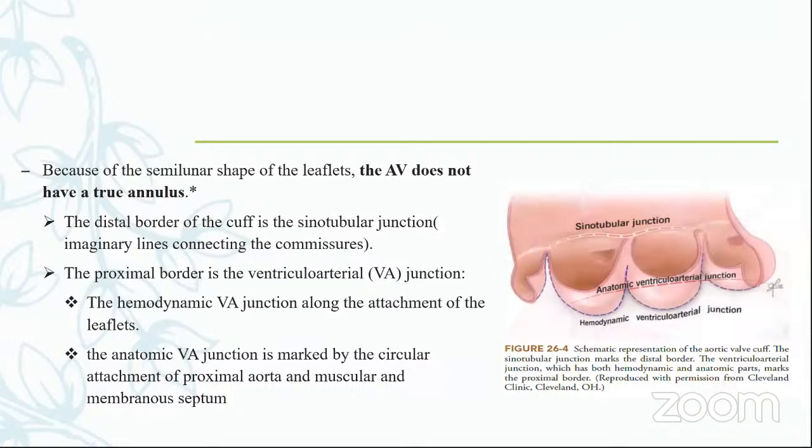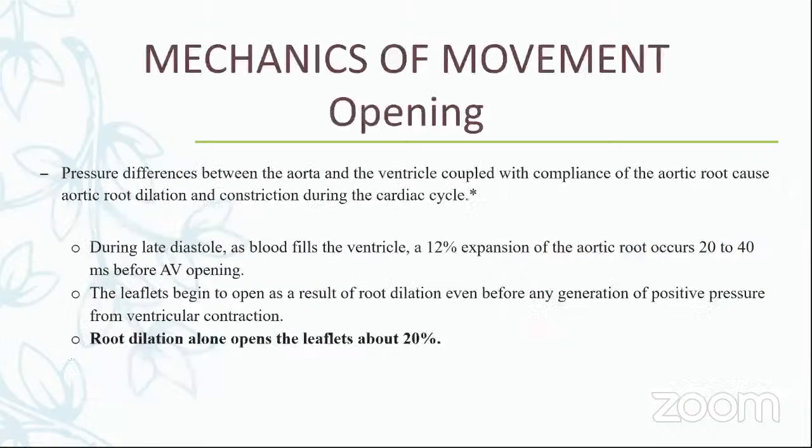And it is divided into 2. The hemodynamic junction, which is along the attachment of the leaflet, and the anatomical junction, which is marked by the circular attachment of the proximal aorta and muscular and the membranous septum.